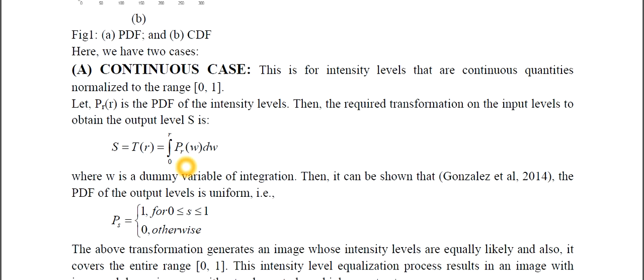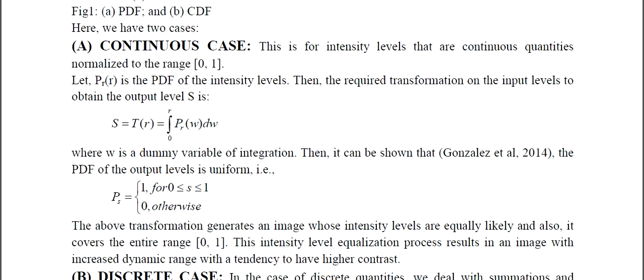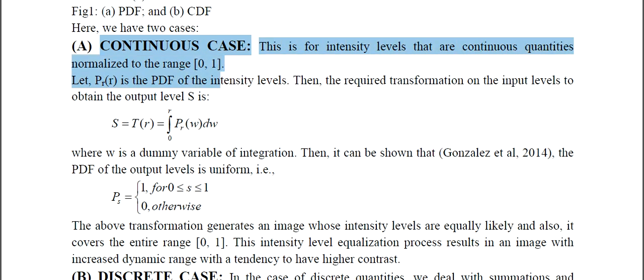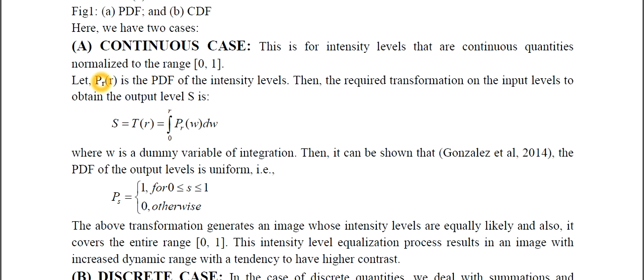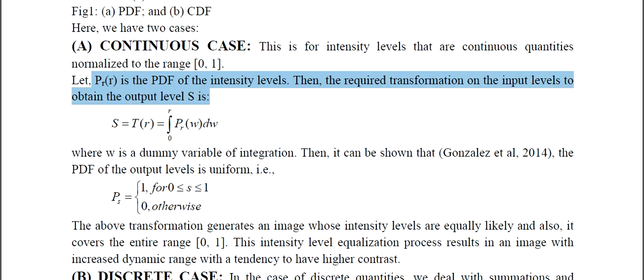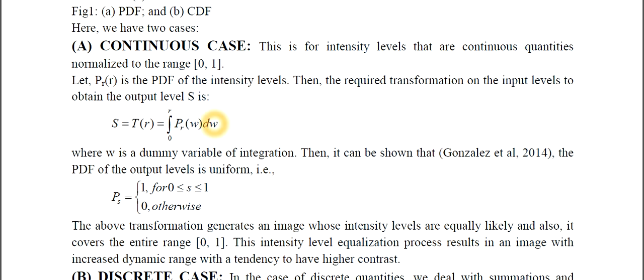Now here we face two cases. The first case is the continuous case, for intensity levels that are continuous quantities normalized to the range 0 to 1. Say p_r(r) is the PDF of intensity levels, then the required transformation on the input levels to obtain the output level s will be s equals T(r), the integration from 0 to r of p_r(w) dw.